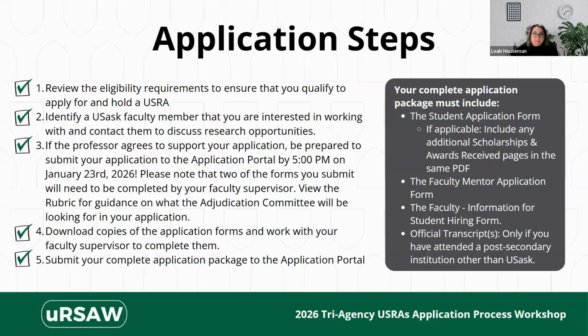So you will need a completed student application form. If you run out of room on the scholarships and awards section of the form, there is an extra page available. It is linked in the form, but let us know if you have any problems finding it. And you can include as many as you need, but they also all must be submitted as one PDF document. You'll also need a completed faculty mentor application form and a completed information for student hiring form.